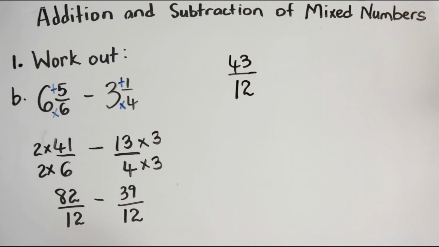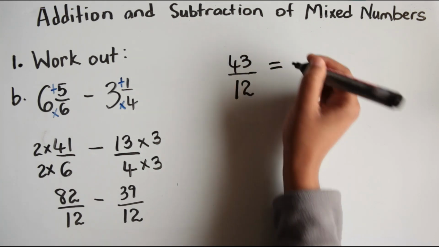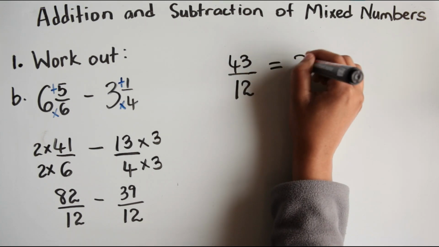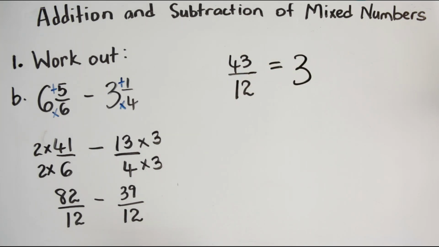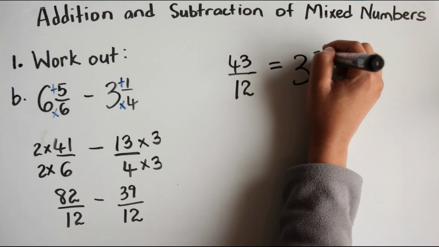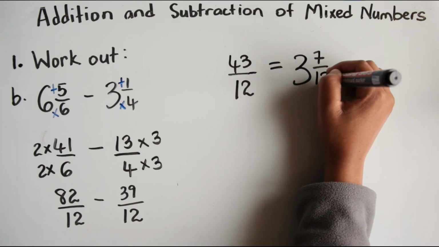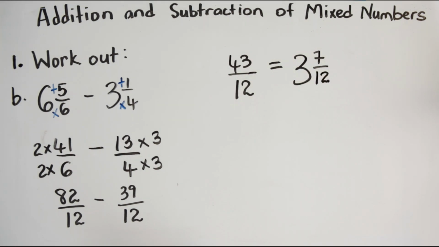If you notice, our answer is an improper fraction, which means that we can convert it back to a mixed number. How many groups of 12 can I get from 43? That looks like 3, given that 3 times 12 is 36. So 3 groups, and then 43 take away 36, I'm left with 7. That now becomes my numerator, and I write back my denominator of 12. And that's the final answer.